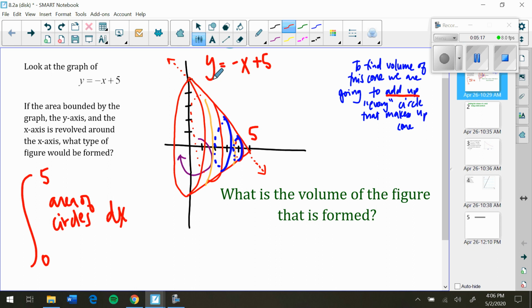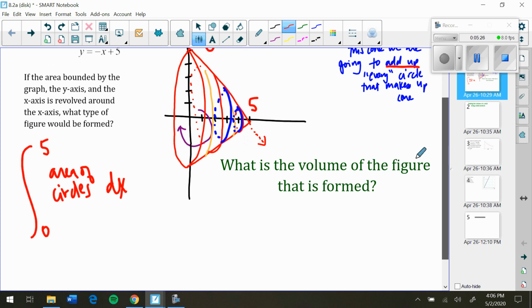How do we know 5? Again, because of the line here, it has a slope of -1: down 1, over 1, down 1, over 1, etc. Okay, so we're getting closer.